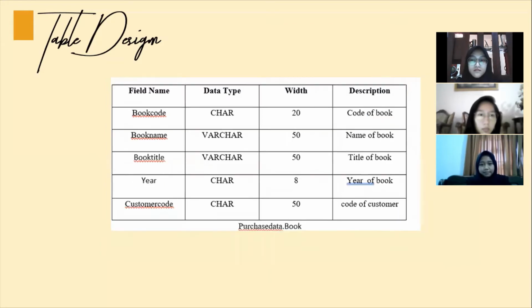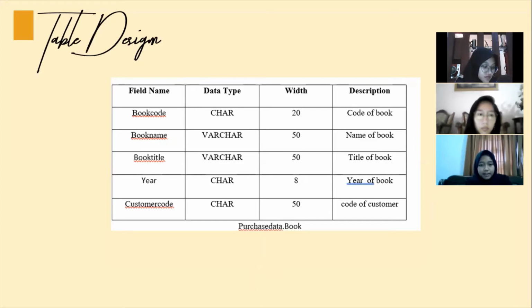Next. Next. Table design. This is the table of purchase data book. Field name book code, data type char, width 20, description code of books. Field name book name, data type varchar, width 50, description name of books. Field name book title, data type varchar, width 50, description title of books.